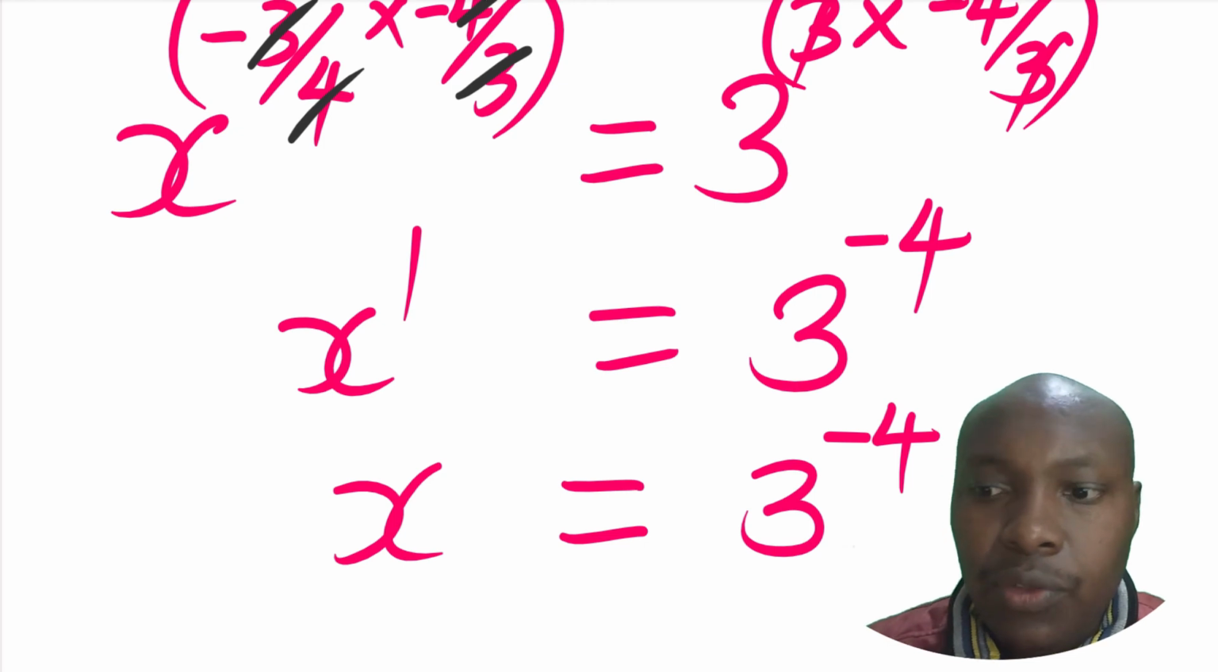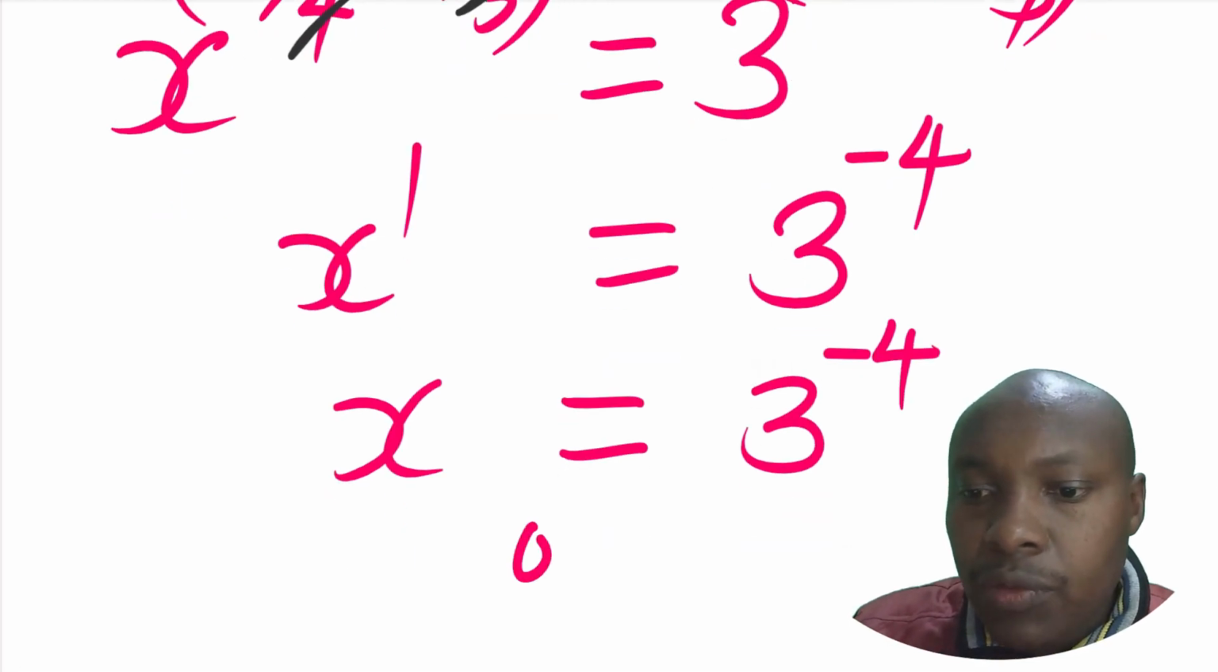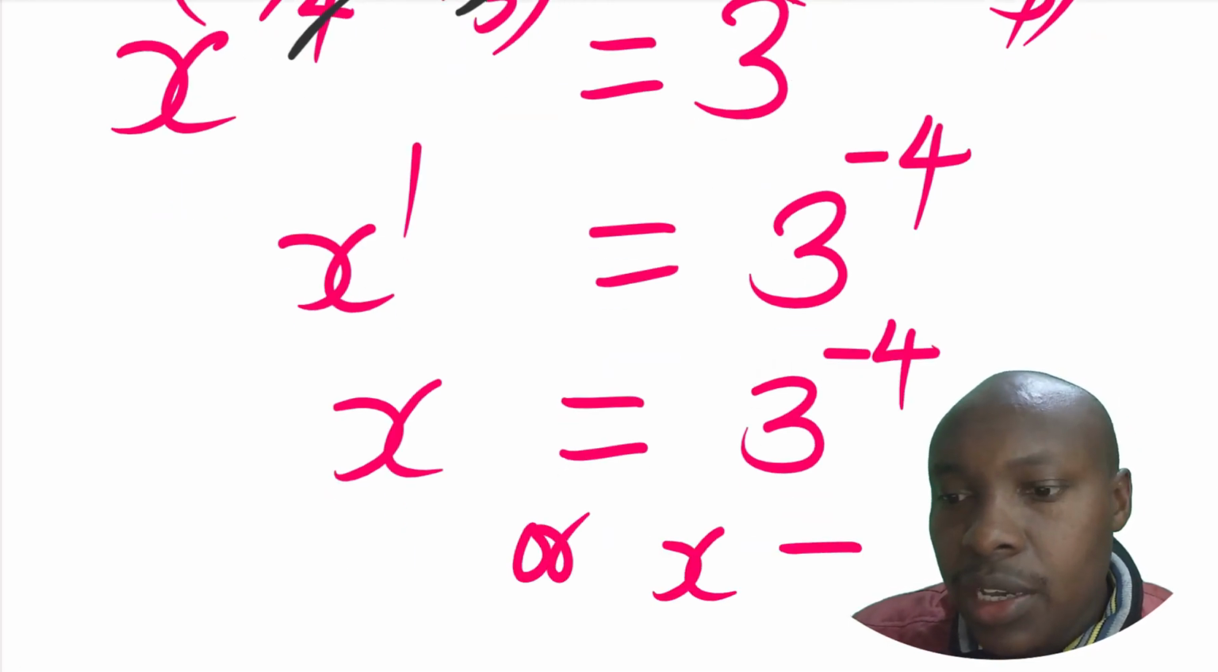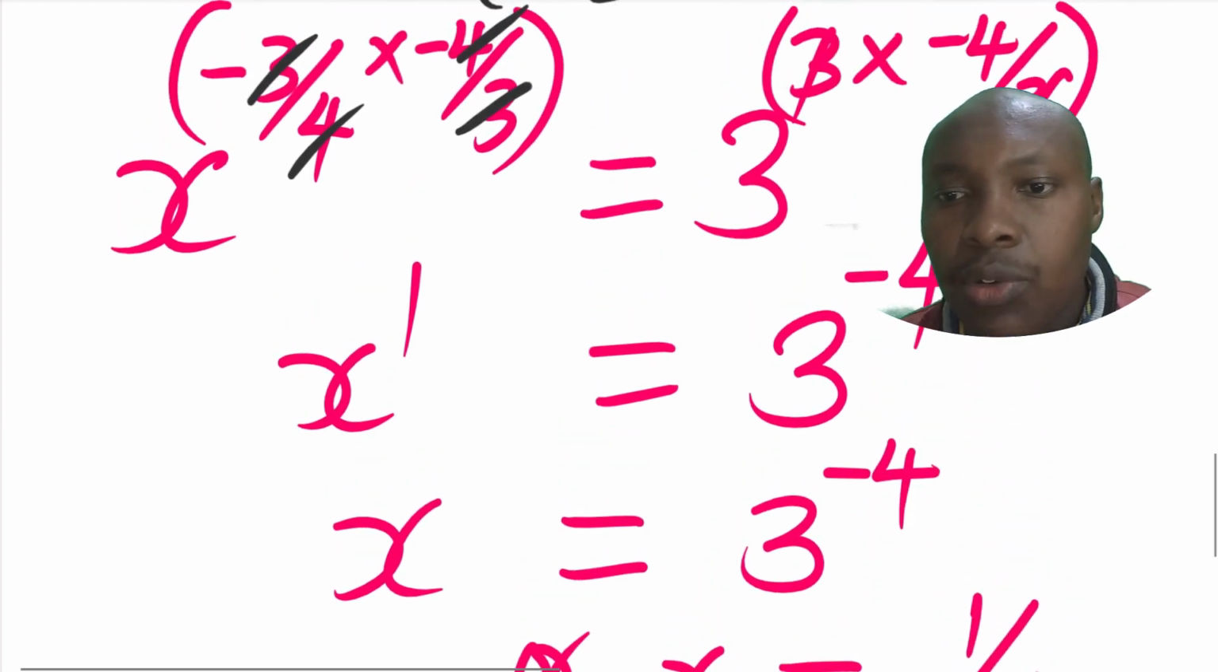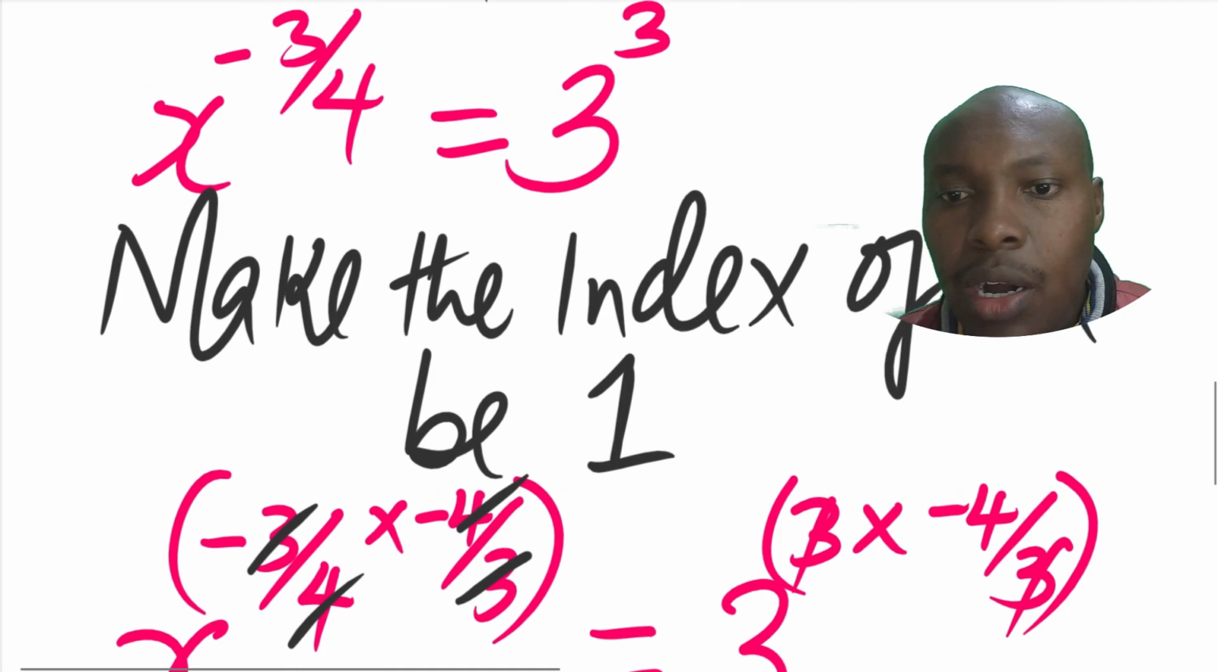So that is the value of x, or alternatively, you can write it as x is equal to 3 raised to power negative 4, which is the same as 1 over 81. So that is how you're supposed to work out that question.